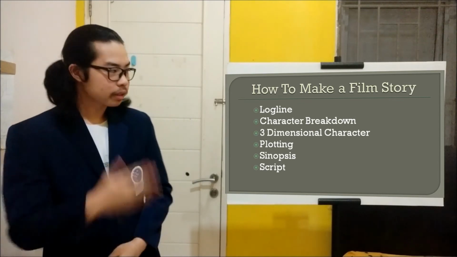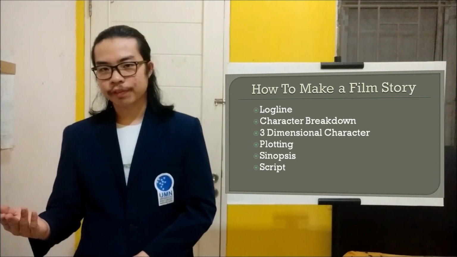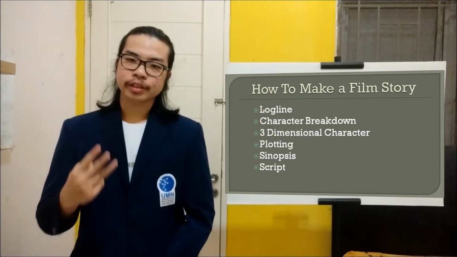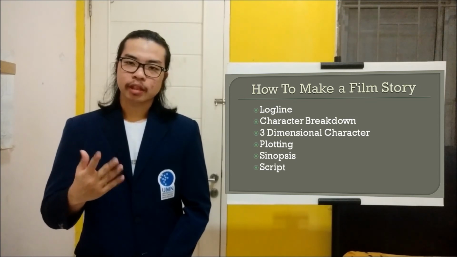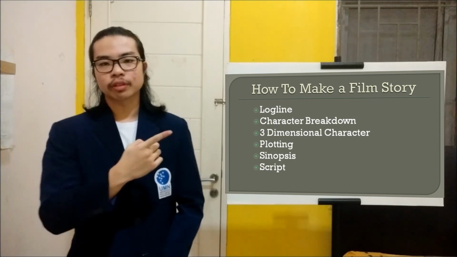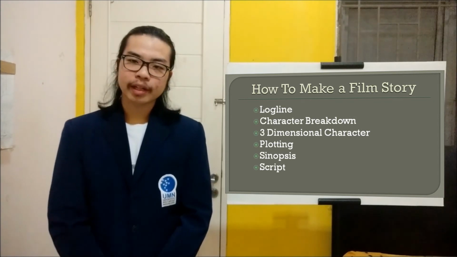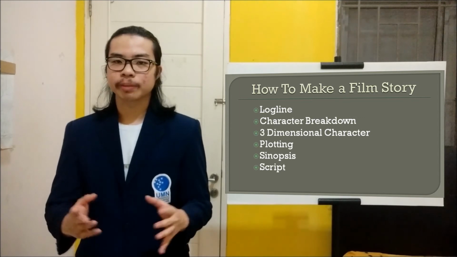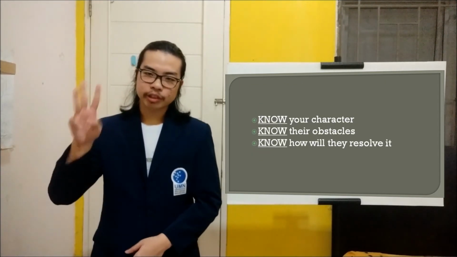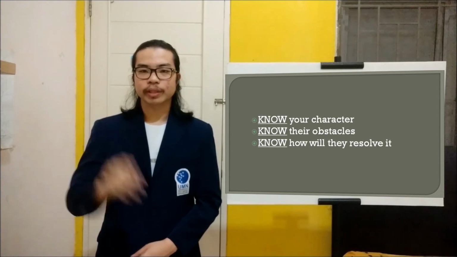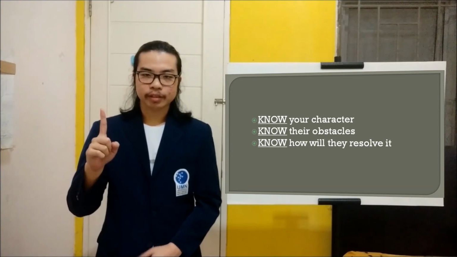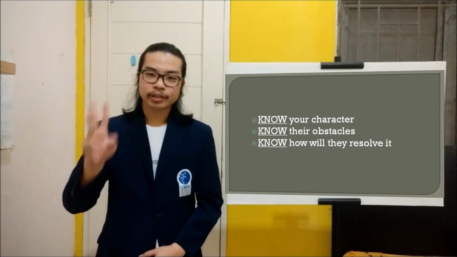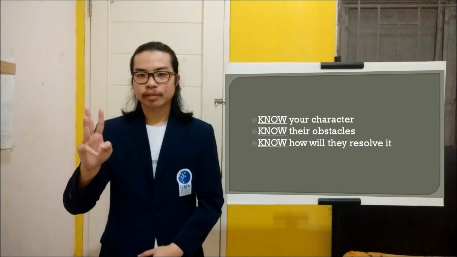Alright, to summarize, these are the 6 steps of making a story for a film: the logline, the character breakdown, three-dimensional characters, the plotting, the synopsis, and finally the script, which all of it is going to be used in. Remember that the script is the main guidance of the whole crew in shooting the film, so remember that details are important in scripts. In conclusion, there are three main factors you need to look out for when making a story. Know every aspect of your character, know what obstacles they are going through, and know what they are going to do to achieve their goals.